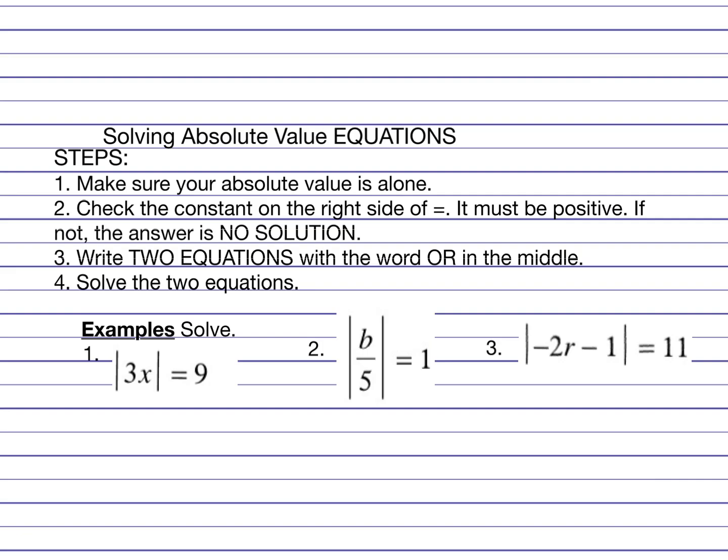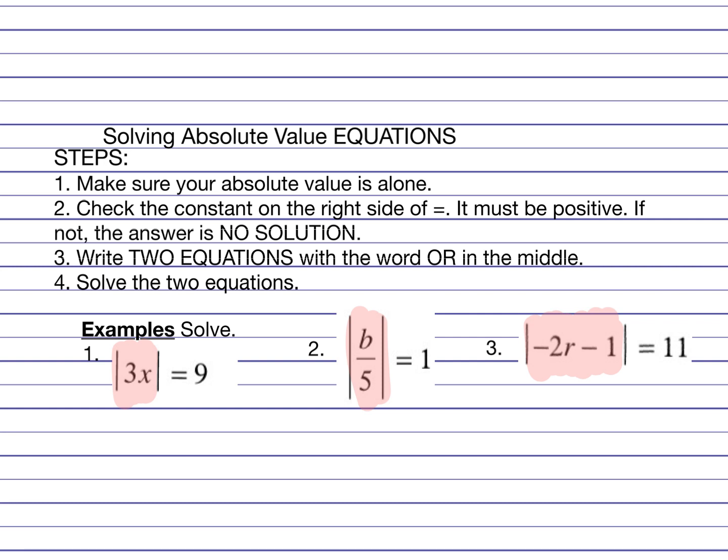Absolute value equations. Here are the steps that you follow. Make sure your absolute value is alone. Let me go through all these examples and use a highlighter. You want this to be alone. You want this to be alone. You want this to be alone. And I'll highlight the ones on the next slide in just a moment. If you notice, all of mine are alone.